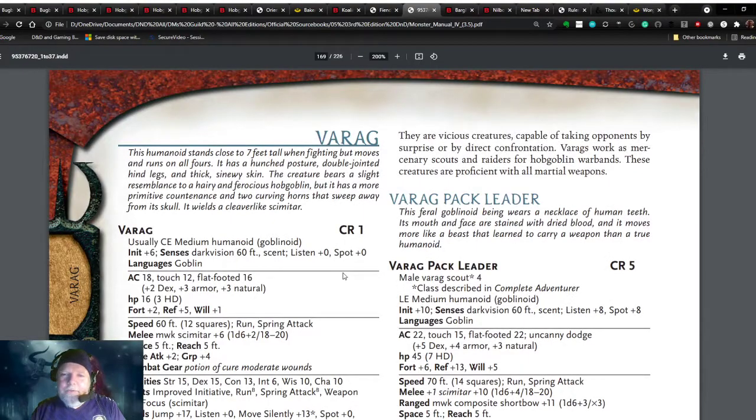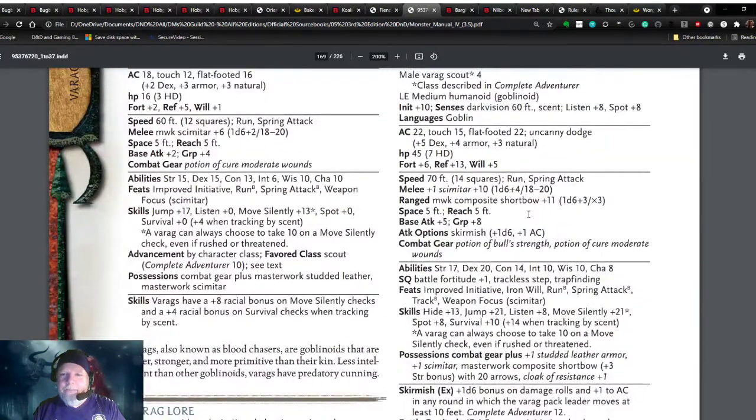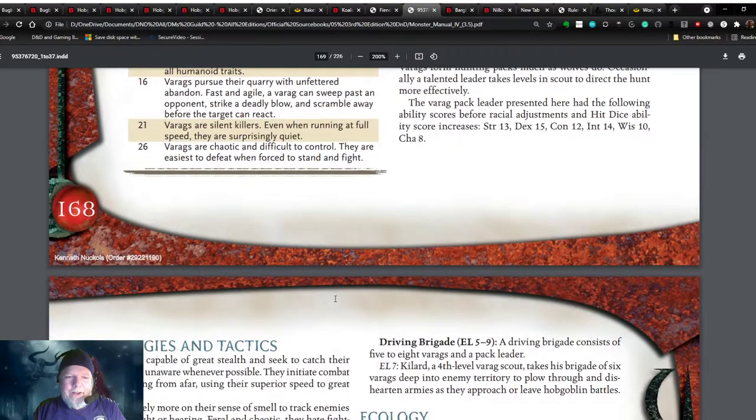So they have a couple of different variants of the Varag. There is the normal Varag, which is CR1, the Varag Pack Leader, which is CR5. And then it gives you a little bit of lore. They're feral goblinoid. It reveals all humanoid traits. Varags pursue their quarry with unfettered abandon, fast and agile. They can sweep past an opponent, strike a deadly blow, and scramble away before the target can react. Varags are silent killers. Even when running at full speed, they're surprisingly quiet. They're chaotic and difficult to control. They're easiest to defeat when forced to stand and fight.